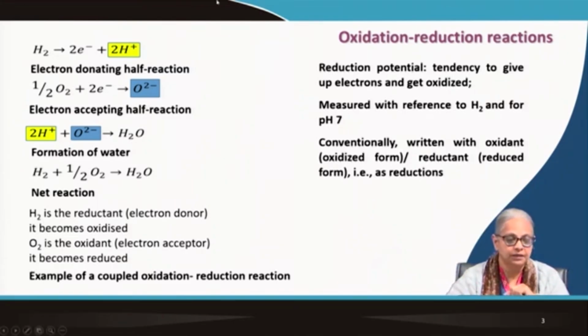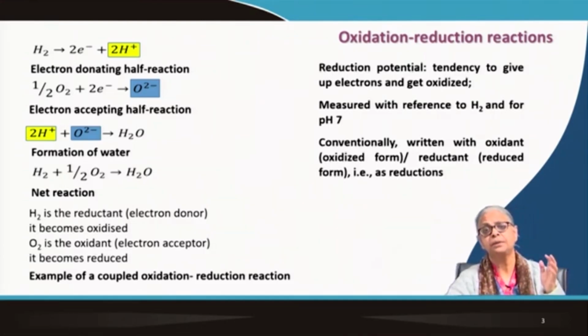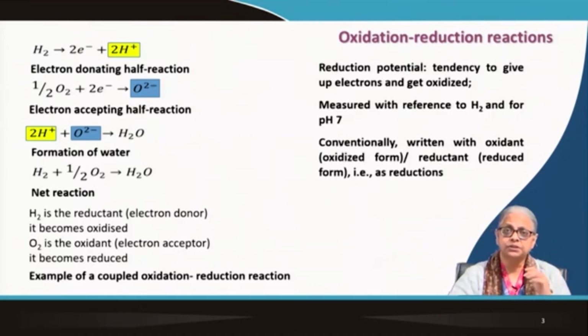So here is our net reaction for the formation of water, and you know that if you were to put these two gases together, you will automatically get water. So this is both an exergonic as well as a spontaneous reaction. So H2 in this case is the reductant or the electron donor. It gets oxidized, and oxygen is the oxidant or the electron acceptor. It gets reduced. So this is the simplest oxidation reduction reaction that we can think about.